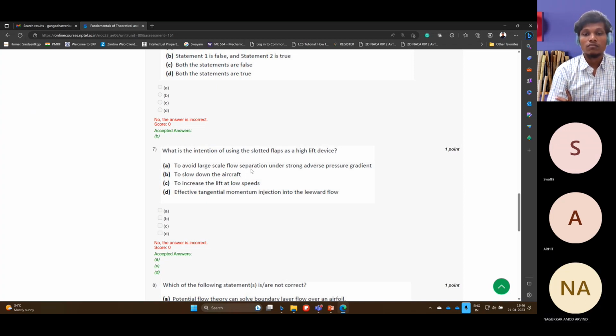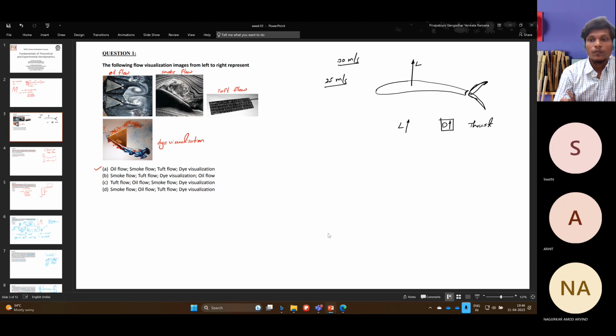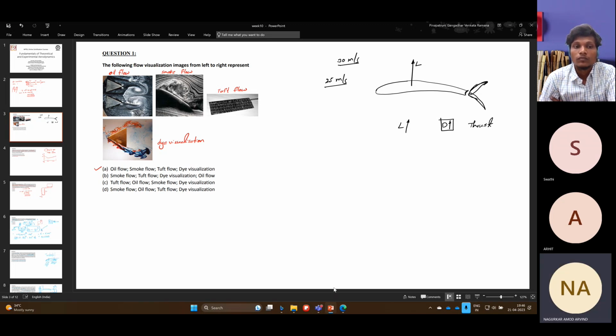Mostly, its purpose is the generation of high lift. Hope you are clear with this. Okay, any further questions? What is the intention of using a slotted flap as a high lift device?